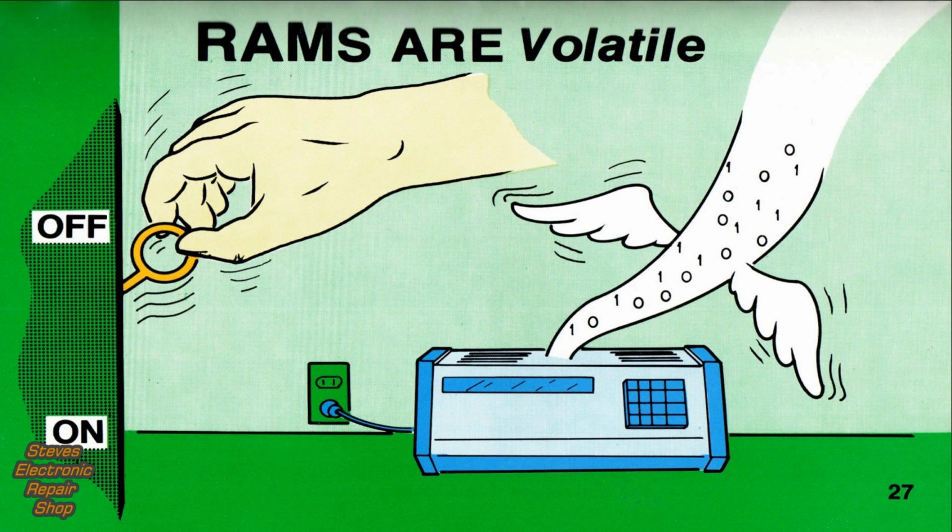Really, the only problem with RAMs is that they are volatile. By this, we don't mean that they're flammable. Instead, volatility in memory terms means that if power is removed, even for an instant, all memory is lost. Therefore, for the RAM to retain data, power must be maintained.